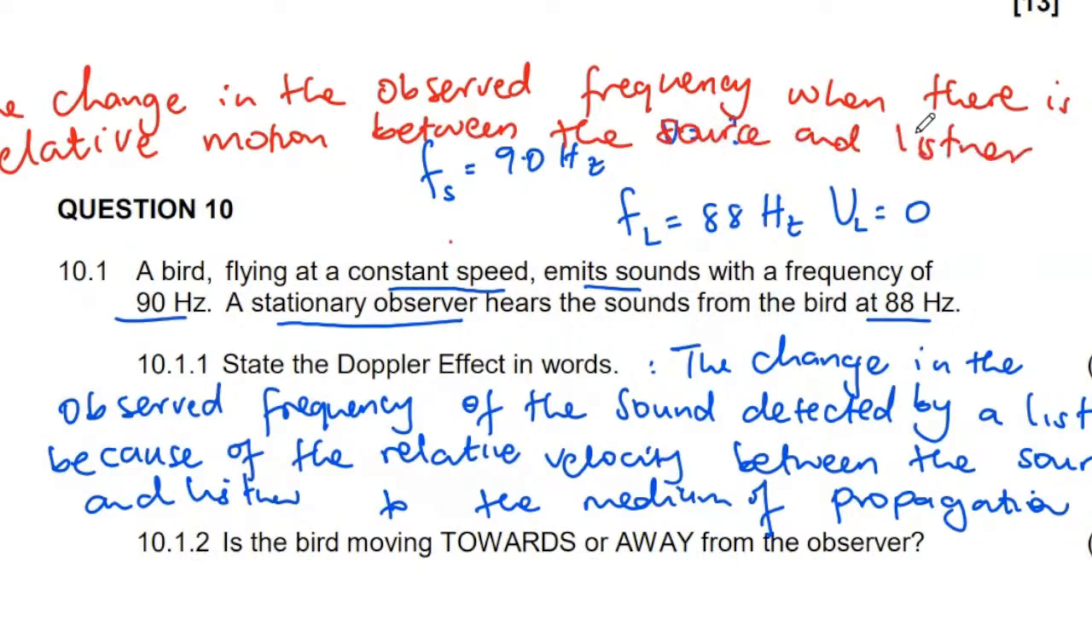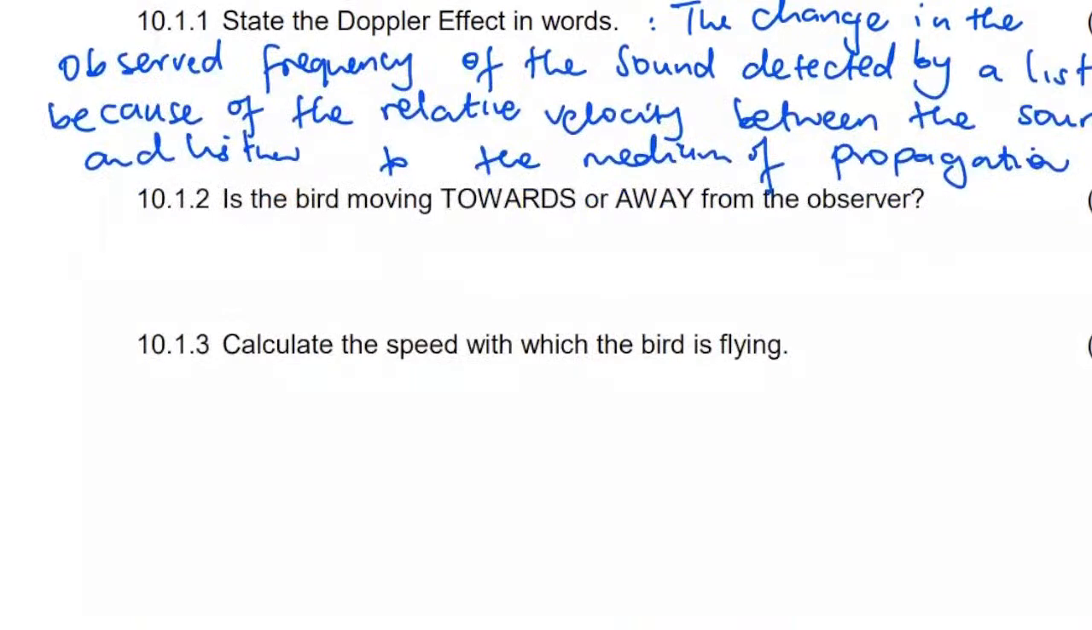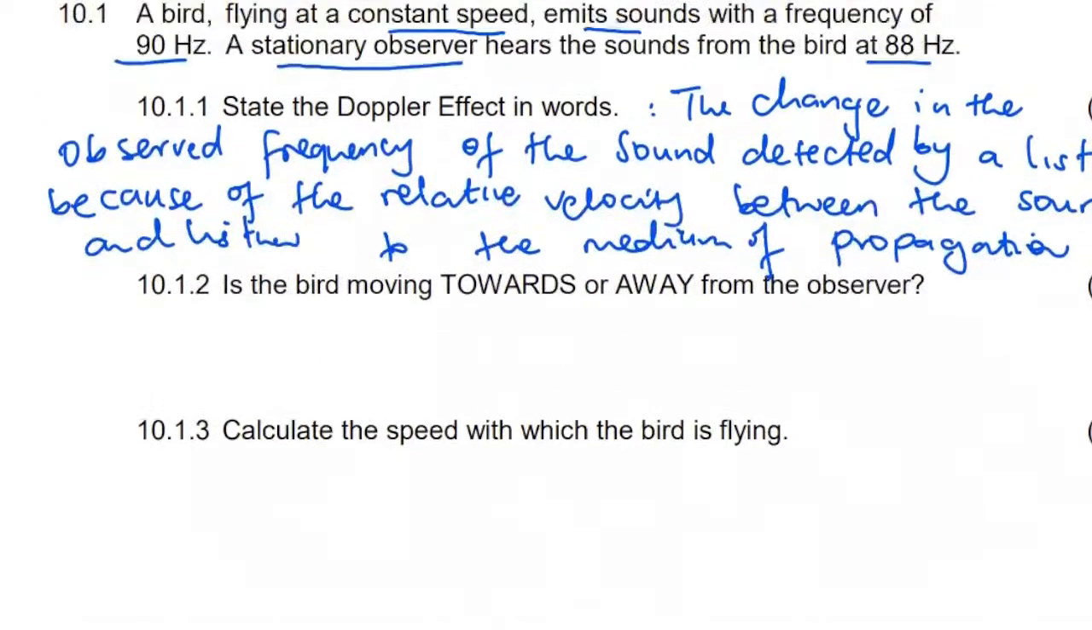I don't know, I feel that's a bit fancy. It's better. The change in the observed frequency when there is relative motion between the source and the listener. So that is the change in the observed frequency. All right, and then 10.1.2, they are asking us, is the bird moving towards or away from the observer?